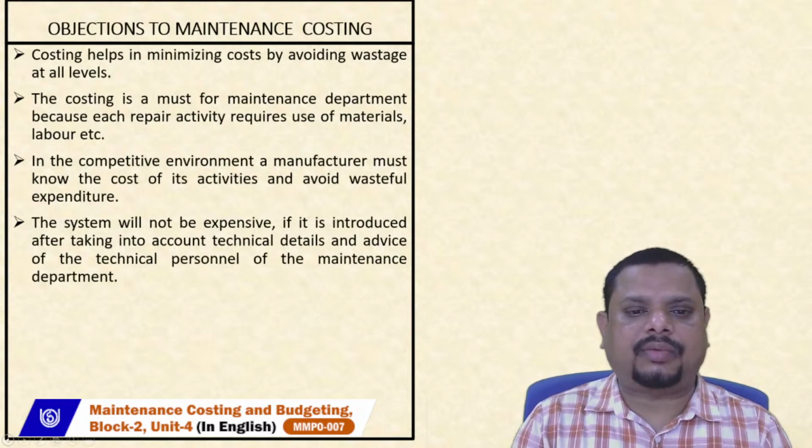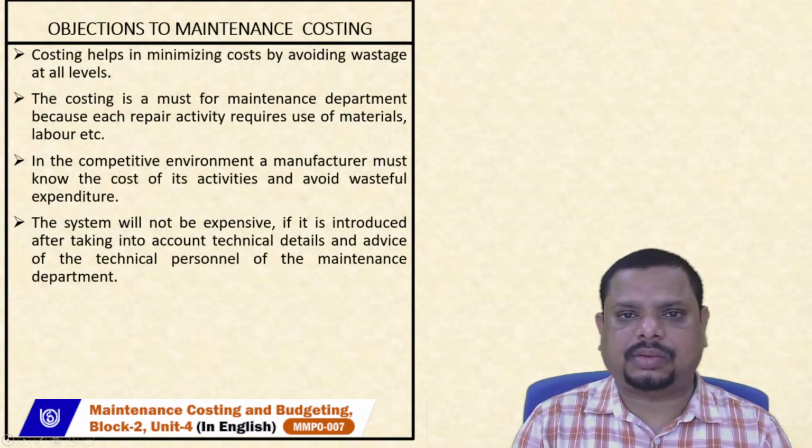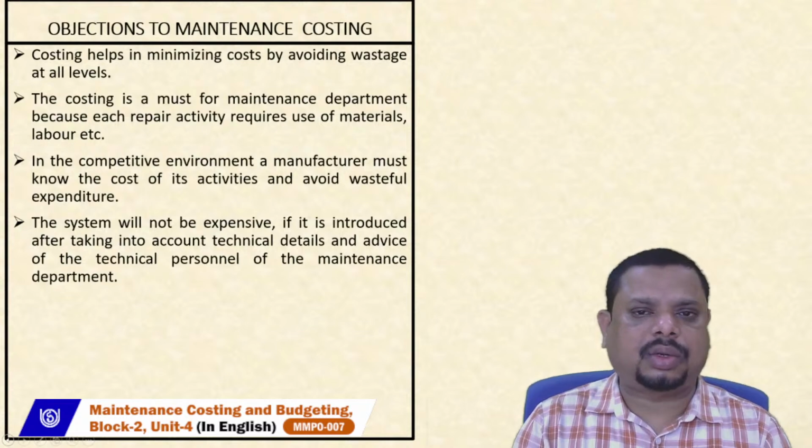The third point: in competitive environments, a manufacturer must know the cost of its activities and avoid wasteful expenditures. So it is the duty of top level management, middle level management, as well as functional level management to be involved in cost reduction activities so that they can easily avoid wasteful expenditure from their maintenance cost.